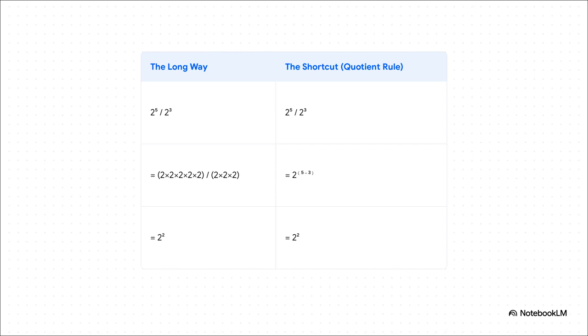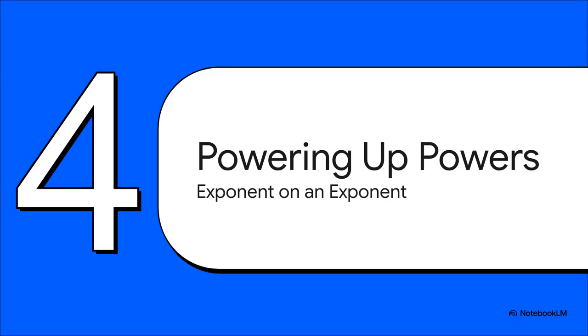Look at the long way on the left. We've got 5 2s on the top of the fraction and 3 2s on the bottom. We can just cancel out 3 pairs of 2s, right? And what's left? 2 2s on top, or 2 squared. Now, the shortcut on the right gets us there in one move. 5 minus 3 is 2. The logic is flawless.